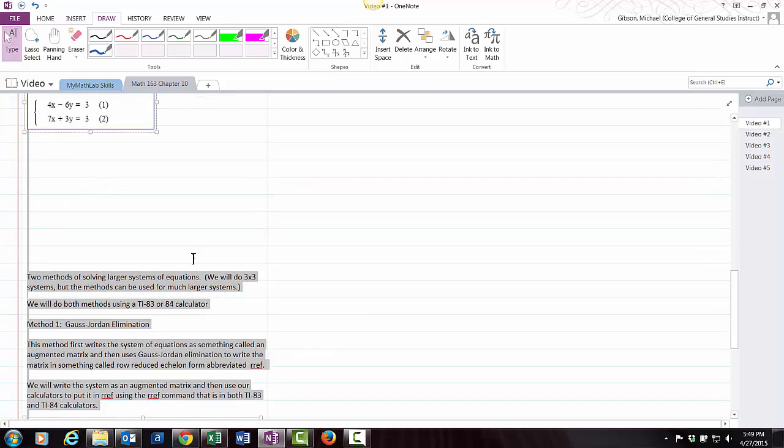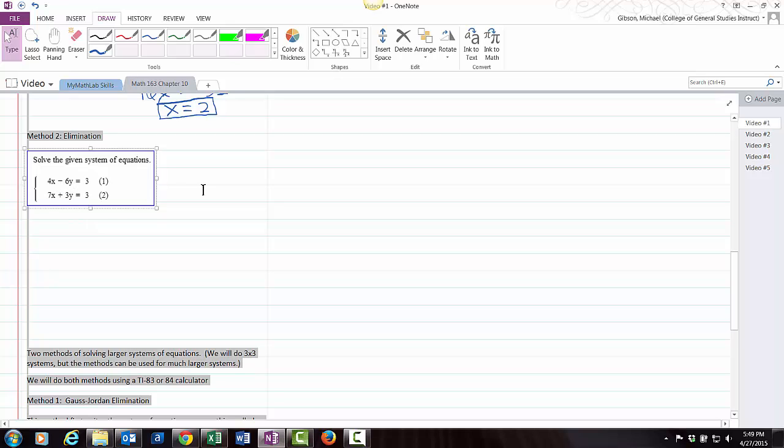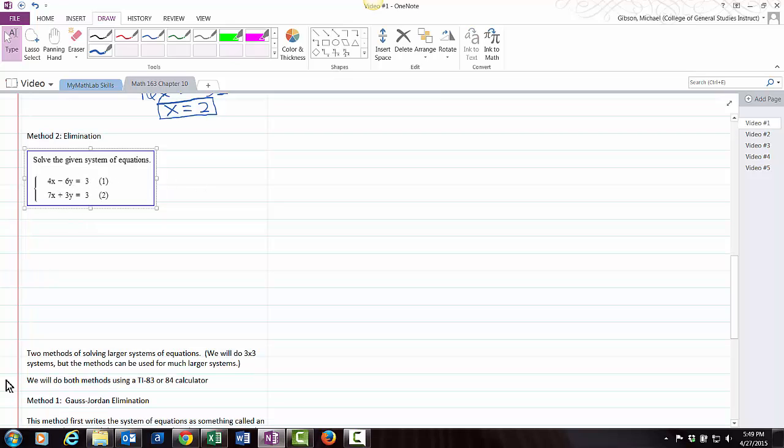Let's look at elimination. Now you notice this time I don't have anything that's just a single y. What we have is 4x minus 6y equals 3 and 7x plus 3y equals 3. When you say elimination, you're going to try to add the 2 equations together to eliminate one of the variables. But usually you have to make some sort of adjustment so that when you add them together, one of the variables will get eliminated. Look at this right here. You see the 6y is twice the 3y, but it's the opposite sign, right?